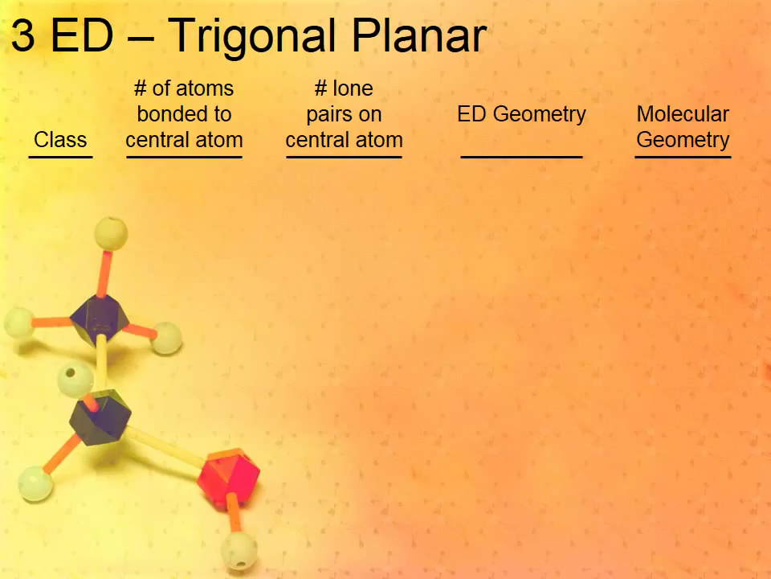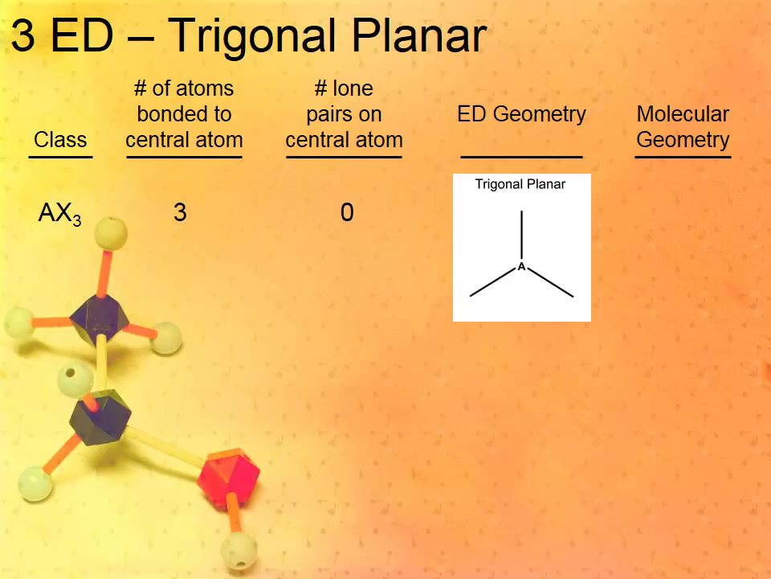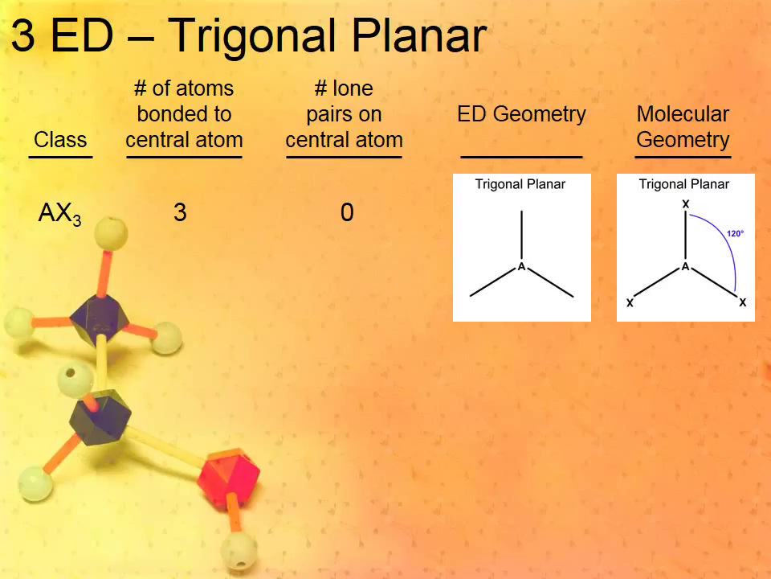For a 3 electron domain structure, I have 2 possible classes of molecules. The first one is AX3, in which I have the central atom bonded to 3 outer atoms, but no lone pairs. The electron domain geometry is known as trigonal planar, where I have the central atom and 3 electron domains jutting out from that central atom on a plane. The molecular geometry is also in this case known as trigonal planar, and again, whenever I show the molecular geometry, I have to show all the atoms involved and include an angle.